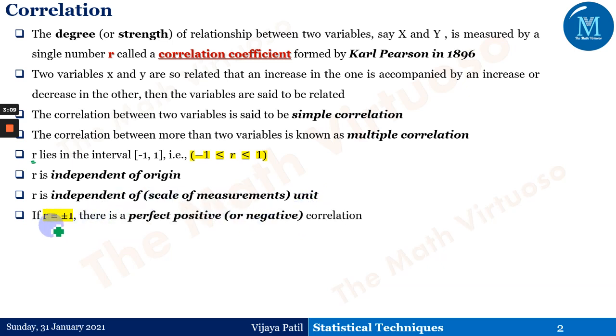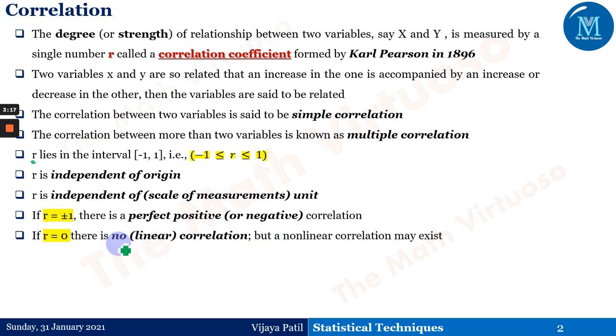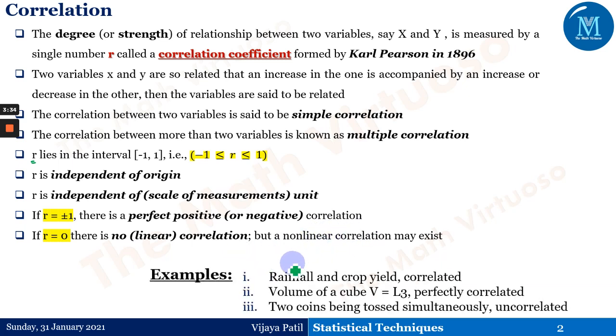Similarly, if r equals +1 or -1, it is a perfect positive or negative correlation. If r equals 0, then there is no linear correlation, but a non-linear correlation might exist in that case. And in these statistical methods, we are dealing with the linear correlation coefficient.